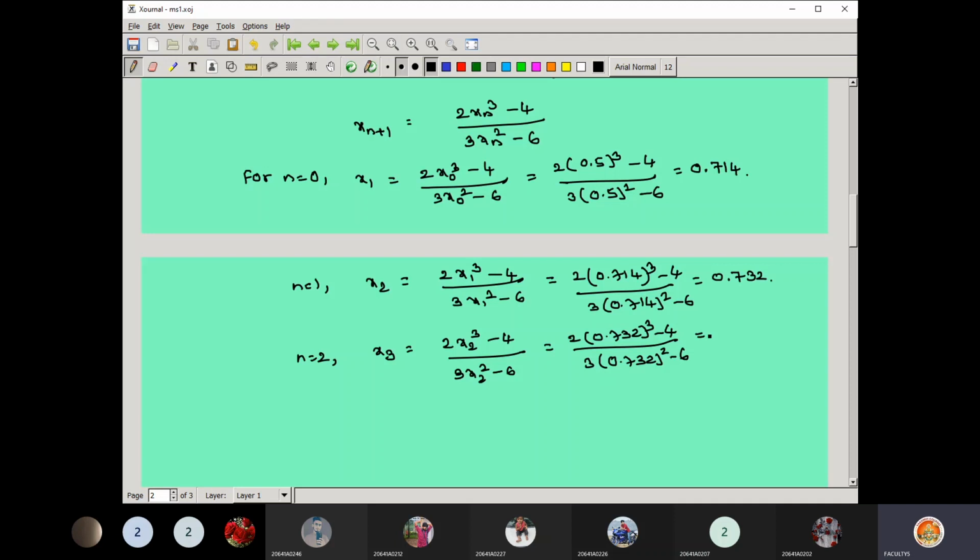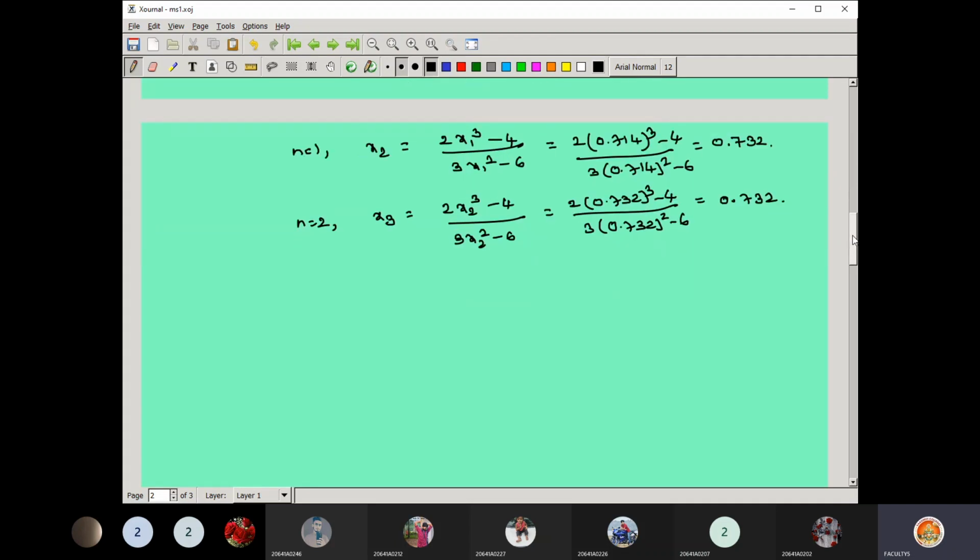0.732. Similarly, you can go for the numerator also, 0.732, and finally you just get 0.732, the final answer. Yes, sir. Okay. 0.732. So look at the last two approximate roots here. Almost you are getting the same. So whenever you get the same type of values, you can stop the process.